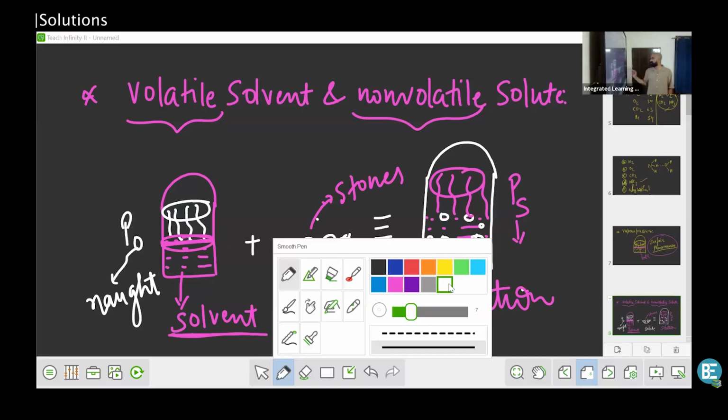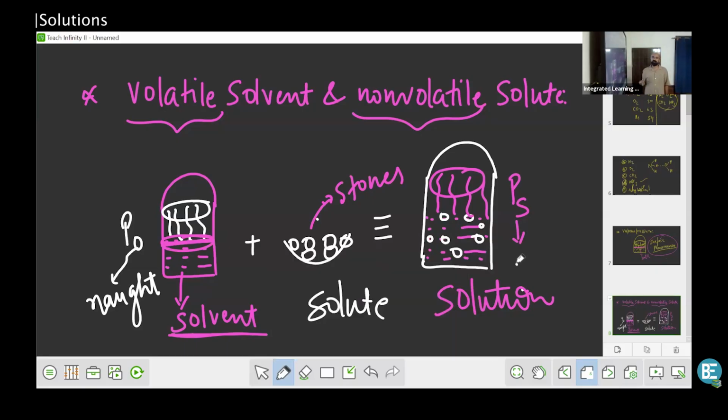So what will happen as a result? Some stone will occupy the surface. तो पहले जितना इवेपोरेशन हो सकता था उतना इवेपोरेशन अब नहीं हो रहा, बिकॉज जहां पे वाटर के मॉलिक्यूल होने थे वहां पे स्टोन्स के मॉलिक्यूल आ गए. तो पहले के कंपैरिजन में अब इवेपोरेशन क्या है, कम है.